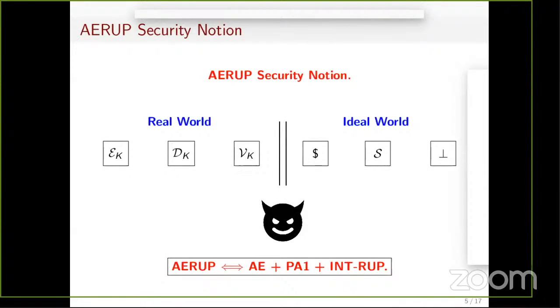So in this model, the adversary is given access to the encryption, decryption, and verification oracles in the real world, and a random function, a simulator, and a reject oracle in the ideal world. And if the adversary cannot distinguish the oracles in either of these worlds, then we say that the authenticated encryption scheme is AE-RAP secure. And not only that, we have also proven that if a scheme is AE-RAP secure, then it is AE secure as well as PA1 secure and INT-RUP secure. And it's a bidirectional statement.